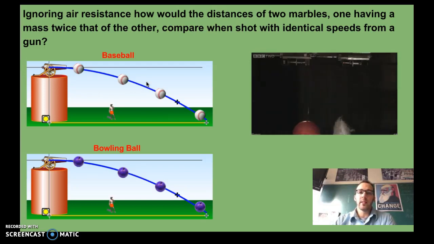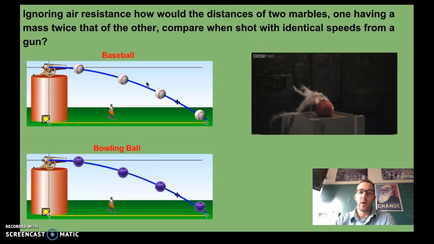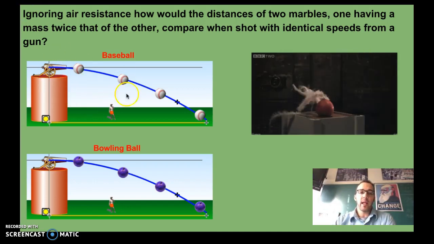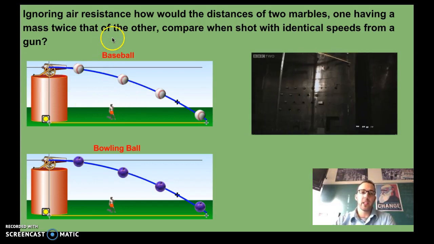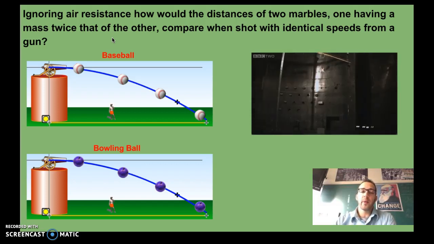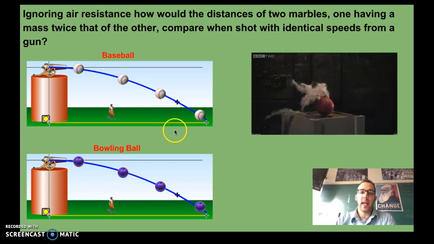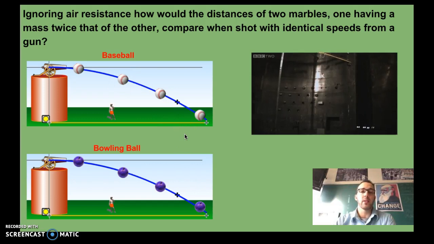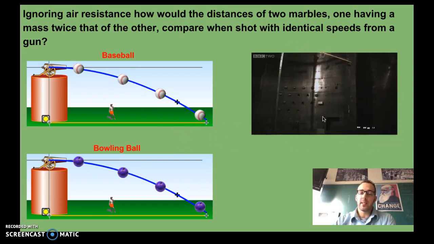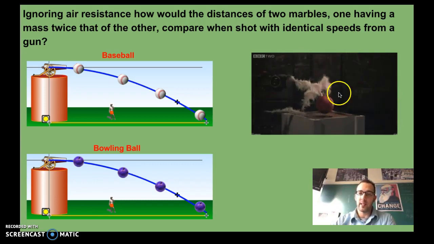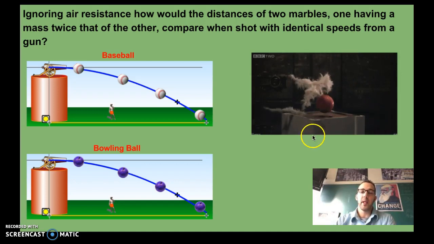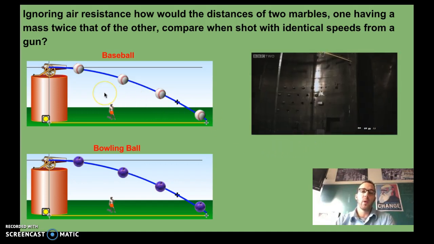If we ignore air resistance, how would the distance of two marbles, or any two objects firing out of a cannon, in this particular case, compare if one has a different mass than the other? In this case, the question asks for mass that's twice as much, but it could be any difference in mass. When they're shot with identical speeds, they're going to land at the exact same place. The reason for that, and we talked about this in kinematics, is that two objects, it does not matter which one's heavier than the other, in this case it's a bowling ball and feathers, are going to fall with the exact same rate of 9.8 meters per second squared when we don't worry about air resistance.